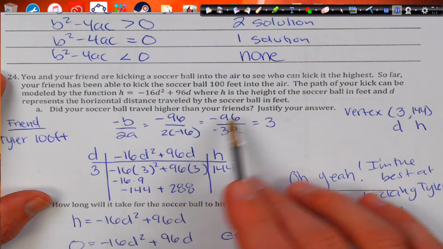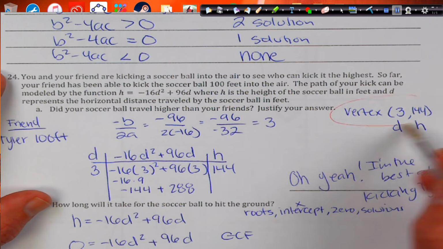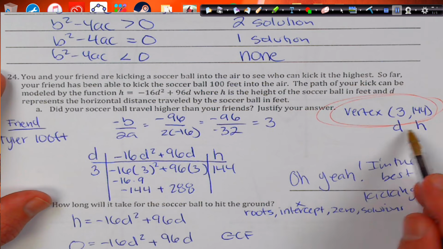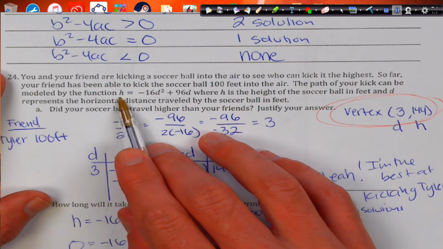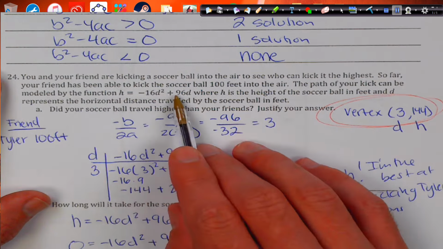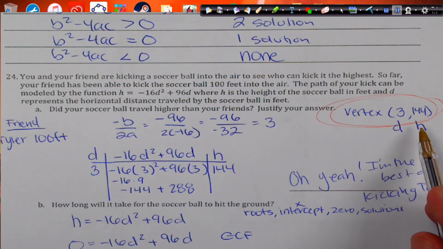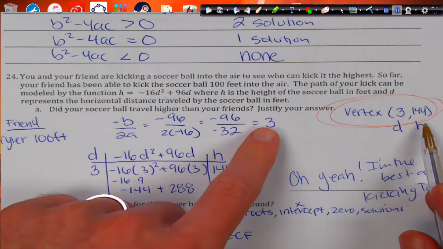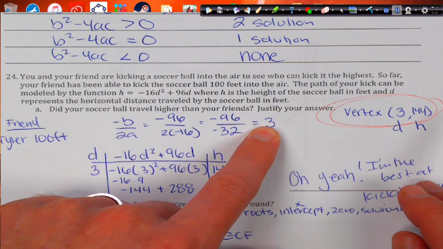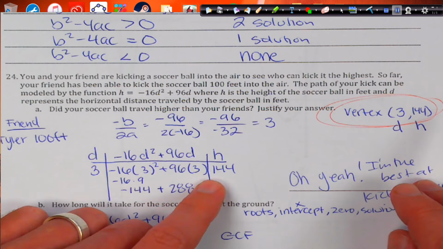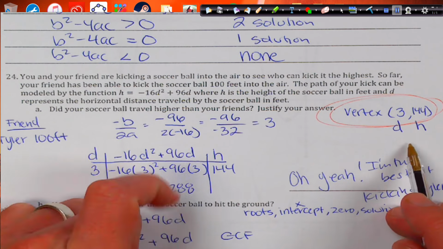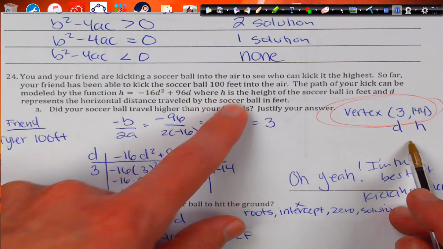So distance or height, we're looking at the vertex. The height is the y value because it's written right there as the y, and the d was kind of like the x value. And so we found the vertex of 3 for the x value from this, and then we plugged in and got 144. So we kicked 144 versus the 100 feet the friend did.